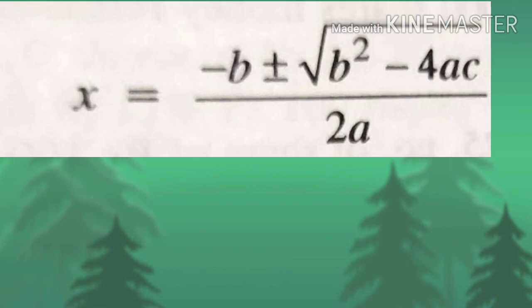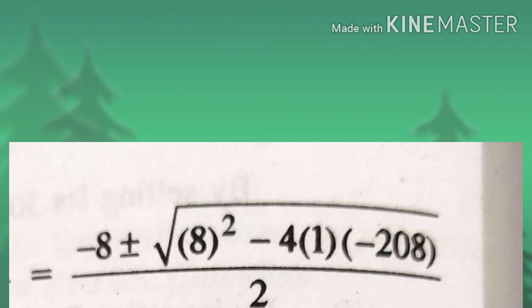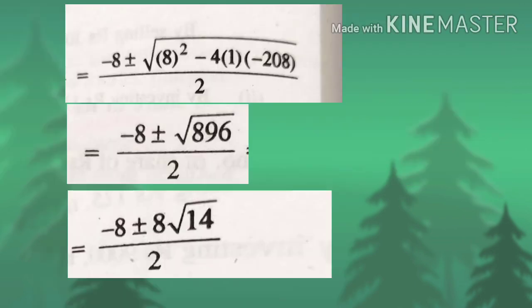Formula, we have x is equal to minus b plus or minus square root of b square minus 4ac whole divided by 2a. Therefore, x is equal to minus 8 plus or minus square root of 8 square minus 4 into 1 into minus 208 whole divided by 2. Therefore, x is equal to minus 8 plus or minus square root of 896 whole divided by 2. Thus, x is equal to minus 8 plus or minus 8 into square root of 14 whole divided by 2.